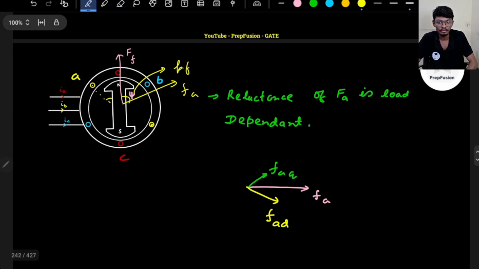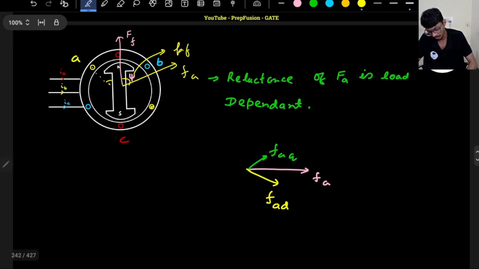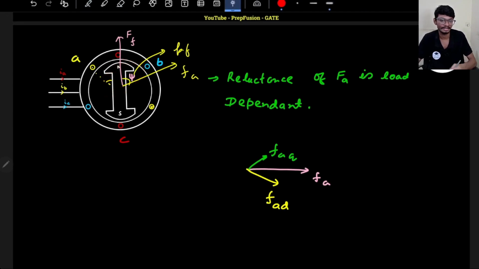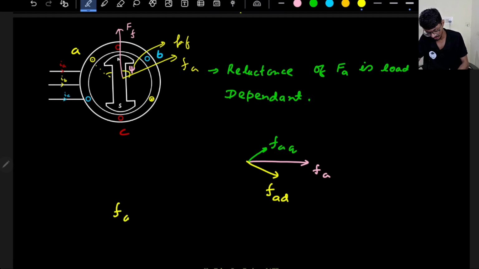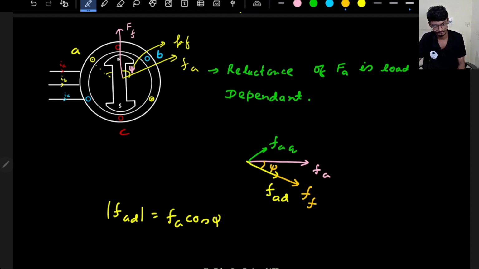Okay, FAQ, FAT. Got it? Now the angle will be psi. I will explain how the angle is psi. So the along component along the direct axis, the value of that will be magnitude of FAD, direction I am not talking about right now. It will be FA cos of psi, because this angle is basically between FF and FA is psi. How it is psi, I will explain.